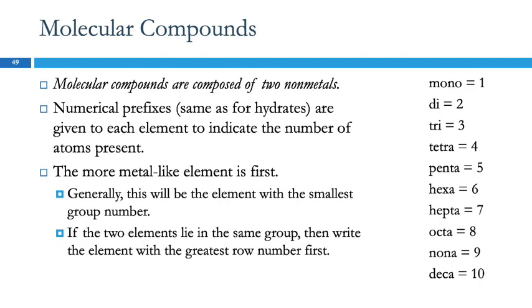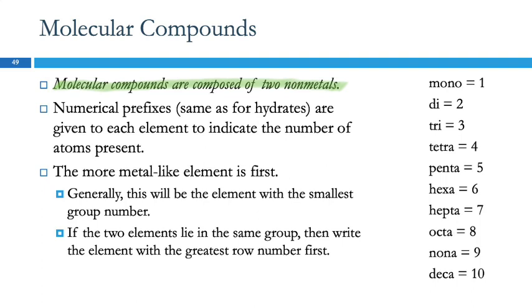So, important to remember, molecular compounds in Chem 1A are composed of 2 nonmetals. We're going to use the same numerical prefixes that we just looked at for the hydrates, and we're going to use these prefixes to tell how many atoms of each element are in the compound.